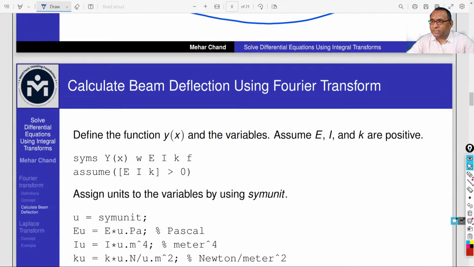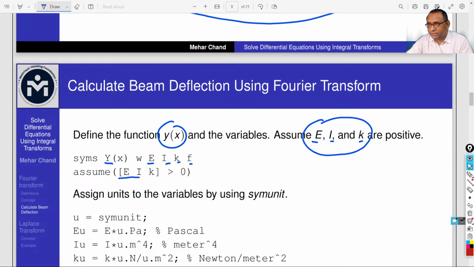So first you can see we need to declare the symbolic variables. y of x is a function which will be involved after getting the solution. E, I, K are positive. So syms is used to declare the symbolic variables y of x, E, I, K, F, and w. And also we need to assume that these are all positive. So we assume that E, I, K are greater than 0.